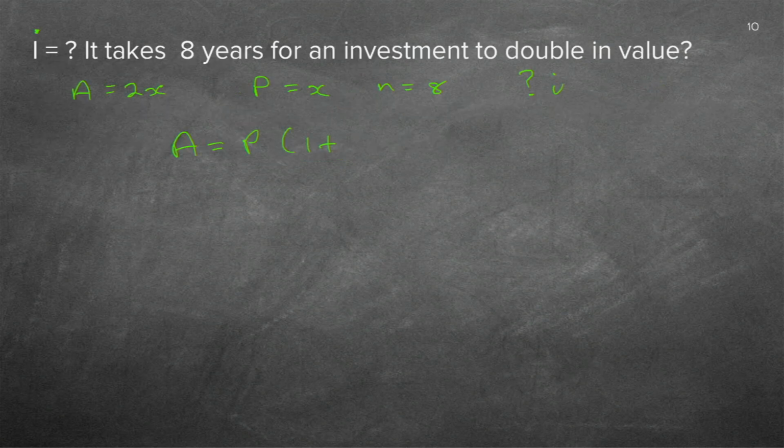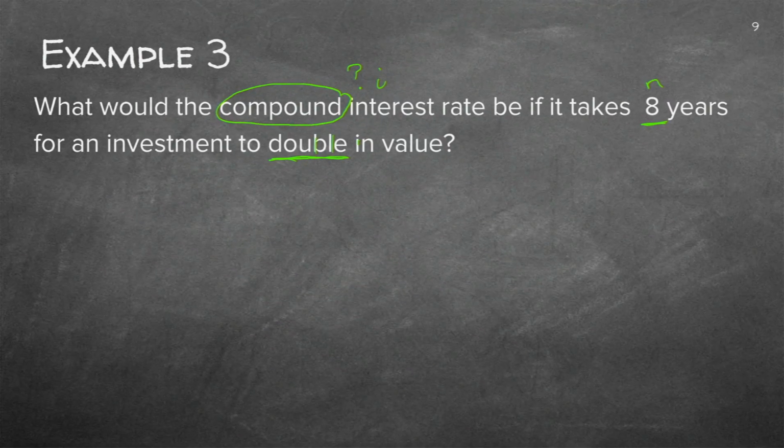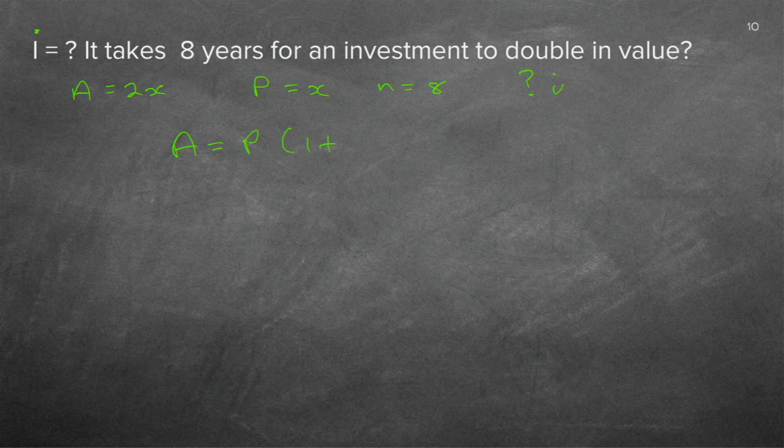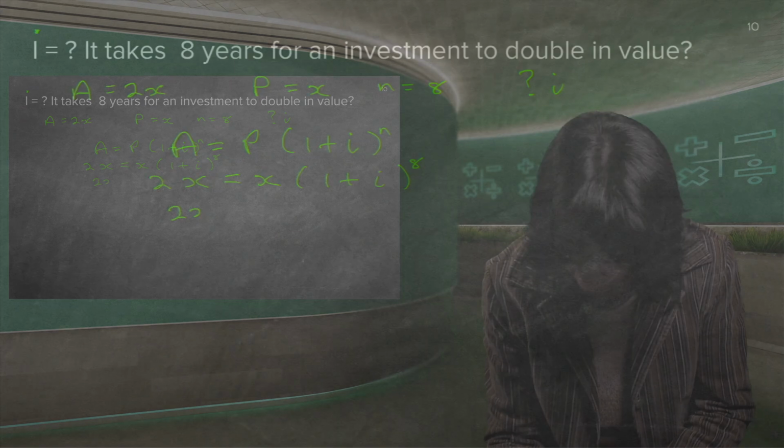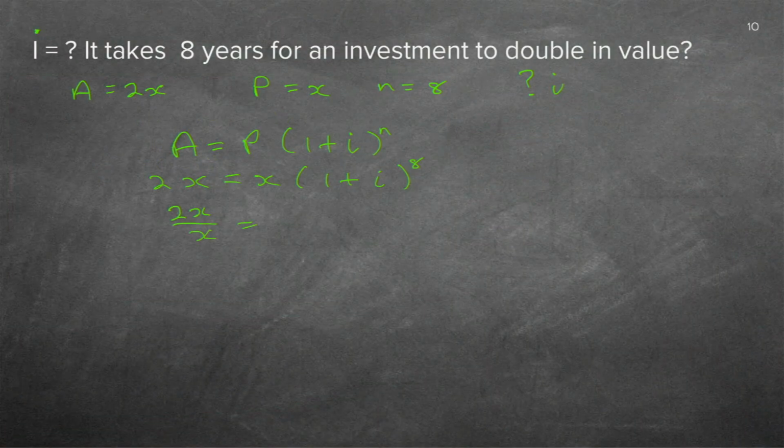Very easy to just do this and fill in what you have. A is 2x, P is x, 1 plus the I I do not know, the N I know is 8. Good. Now I must get that I all alone. So I must get rid of the x that has been multiplied. If I take the left-hand side 2x and I divide by x, what happens? There's just a 2 left. And that is actually what they said.